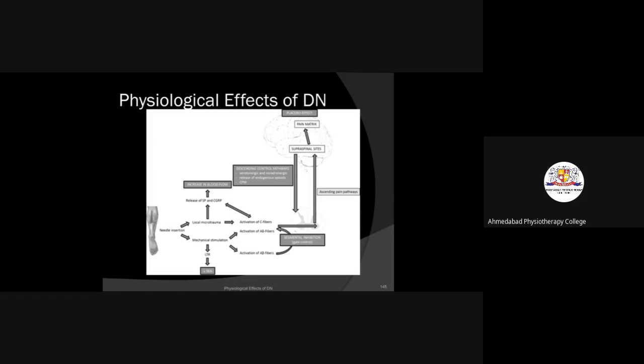Now, how exactly does this work? When you give the needle, it will create a local microtrauma that will release the algogenic agents, substance P and CGRP. These are vasodilatory in nature, so there is an increase in blood flow. When you create a microtrauma, there will be activation of C fibers that will again release SP and CGRP, and there will be increased blood flow. When these C fibers are stimulated, that will go up and give pain signals to the supraspinal sites, and the natural pain relief mechanism is activated from here because of the needle. Now, when you needle, there is a mechanical stimulation. We stimulate the A delta fibers and A beta fibers.